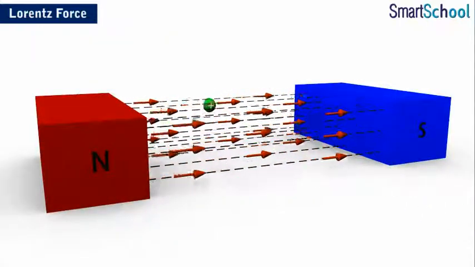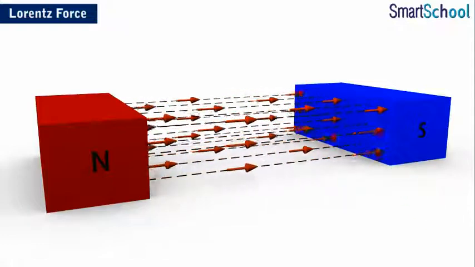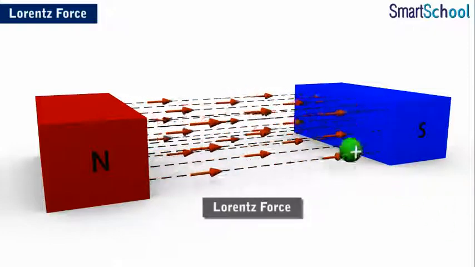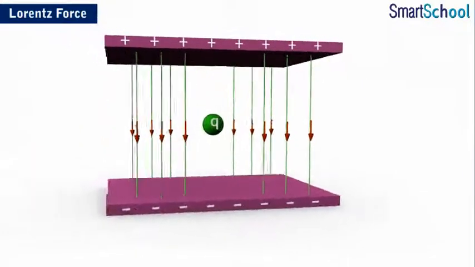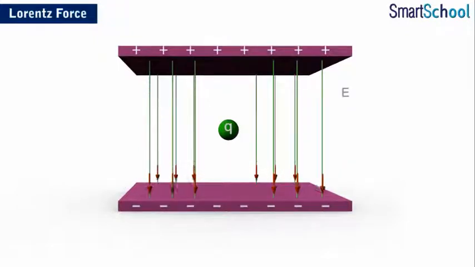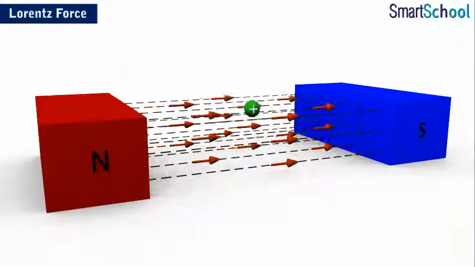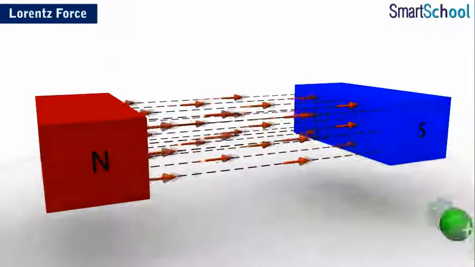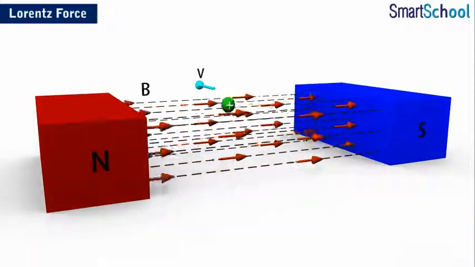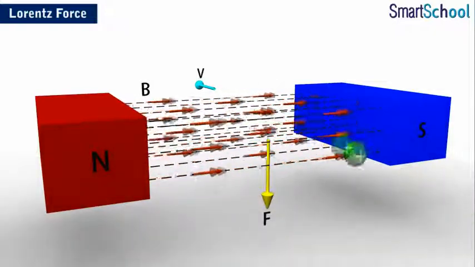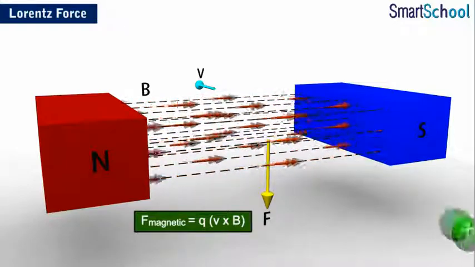Now, let us learn about the forces acting on a moving charge in the presence of both an electric field and a magnetic field, which is called Lorentz force. Consider a charge of Q coulomb placed in a uniform electric field of strength E. Here, the force acting on the charge due to the electric field is F electric is equal to QE. Consider another charge of Q coulomb moving with the velocity of V in the magnetic field B. Here, the force acting on the moving charge due to the magnetic field is F magnetic is equal to Q into V cross B.